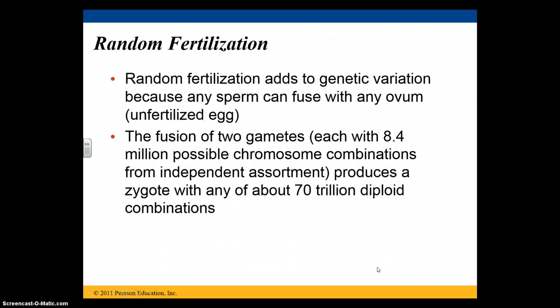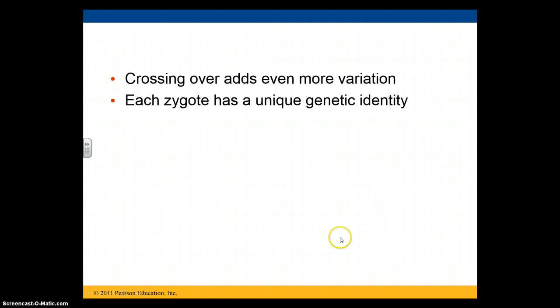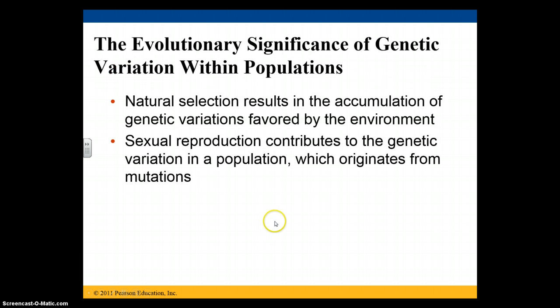And then fertilization is random, and that's going to, again, contribute to genetic variation because it's relatively random which sperm can fuse with which ovum. The fusion of two gametes, each with 8.4 million possible chromosome combinations from independent assortment, produces a zygote with any of about 70 trillion diploid combinations. So when you do the math, that really helps explain why humans look so different from one another. Again, crossing over adds even more variation, and then each zygote will have a unique genetic identity.